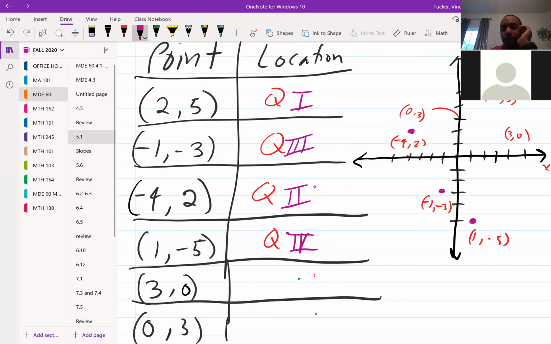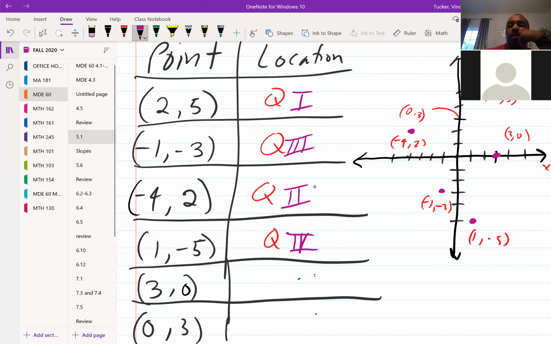All right, so the last 2. Notice we have a 0 involved. That means we wouldn't make a move when we see a 0. So that first one, (3, 0), I would go to the right 3, and then I would stay right there because I can't move. I would go to the right 3 and not move up or down.